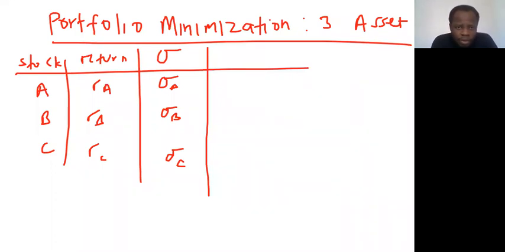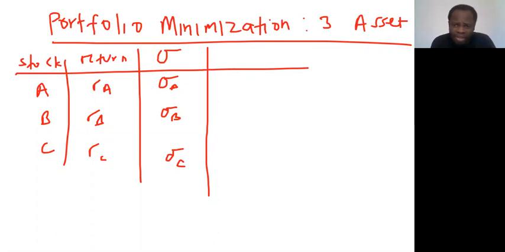Now, with respect to today's tutorial, we are going to look at portfolio minimization in the case of three assets. So let's suppose we have three different assets, that is A, B, and C, with their respective returns and volatility. And we've been asked to find the weight of A, B, and C that minimize the portfolio. So just like the one that we did in the previous discussion, where we had two assets and we were asked to find the weight for the two, in this case, we have three assets, and we've been asked to also find the weight.